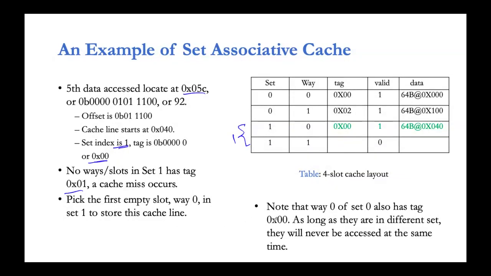So note that way 0 of set 0 also has tag 0, and as long as they are in different sets, they will never be accessed at the same time.